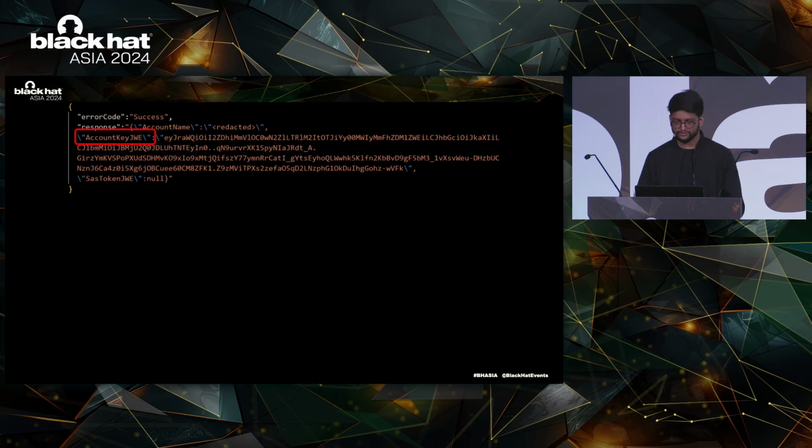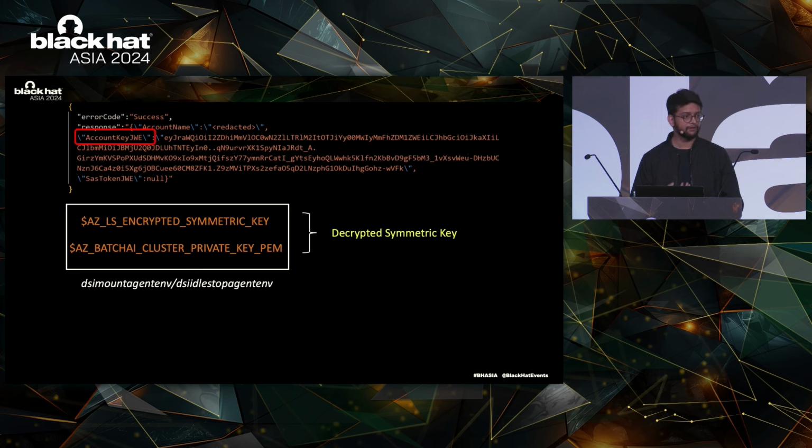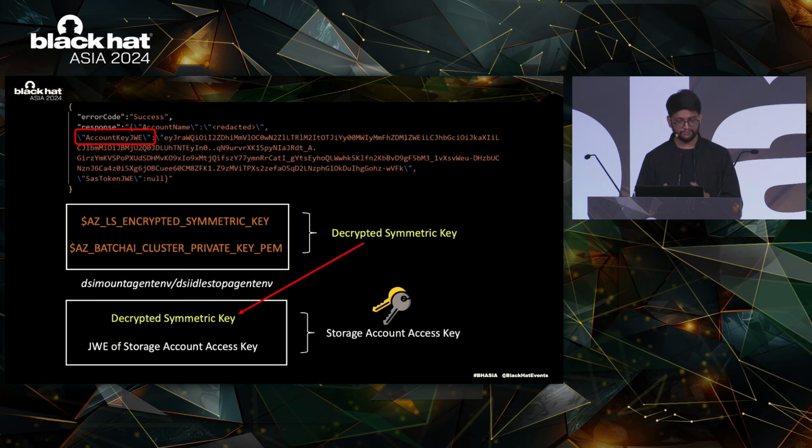So the response is decrypted by certain environment variables that are, again, stored in files for the DSi Mount agent and the DSi idle stop agent, which is a different binary. So using these two environment variables, we get the decrypted symmetric key. And using this decrypted symmetric key, we are able to decrypt the response that we saw and eventually obtain the storage account's access key. And that's where David helped me. You're welcome. Thank you.